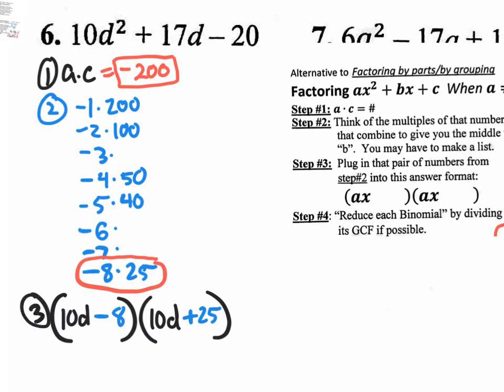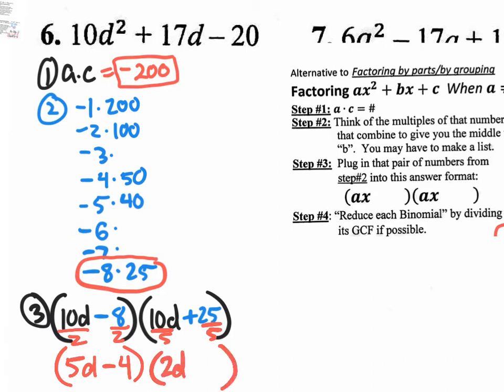Step 4 is to reduce each binomial. That's what it says here. Reduce each binomial by dividing it by its GCF, if possible. You might not have a GCF. So the 10 and the 8, what's the greatest? 2, right? You could divide by 2. So that's what I want to do. I want to divide this by 2 and that by 2. And my new binomial, which is going to be part of my answer, what's it going to be? 5d minus 4. How about the other binomial? Could I divide the other binomial by 2? No, by 5. So divide by 5, divide by 5. And guys, we're done. The answer is 2d plus 5. There's your answer. 5d minus 4, 2d plus 5.